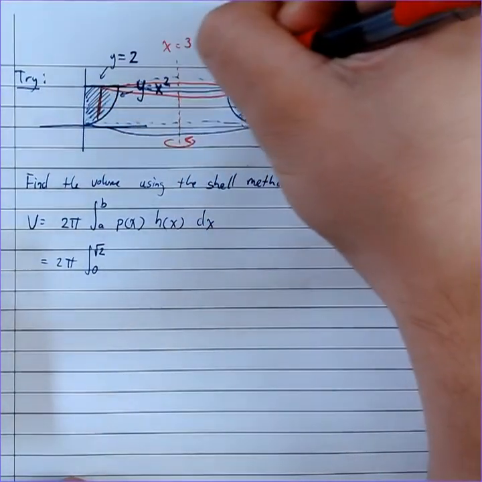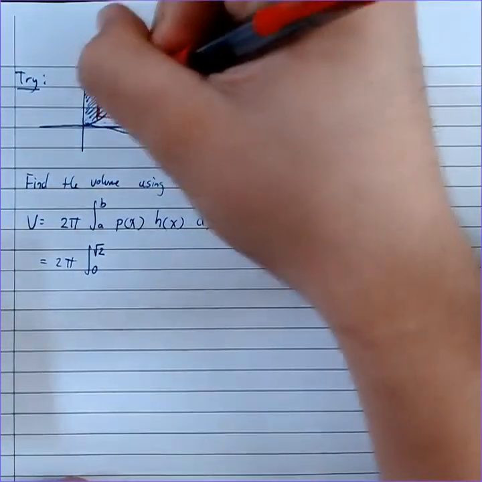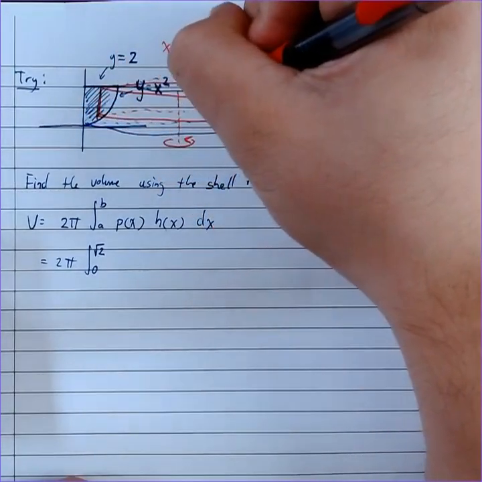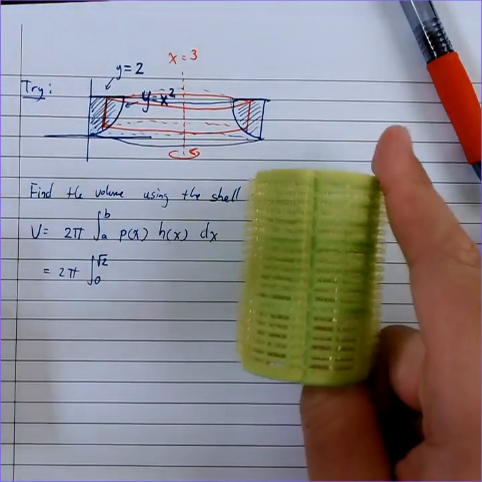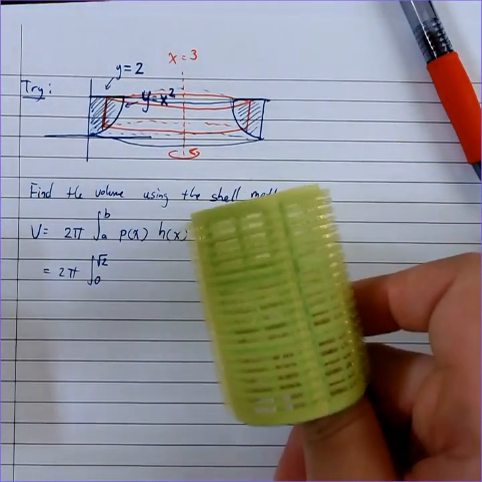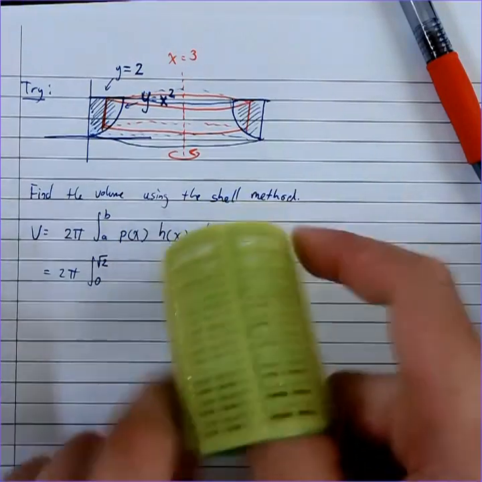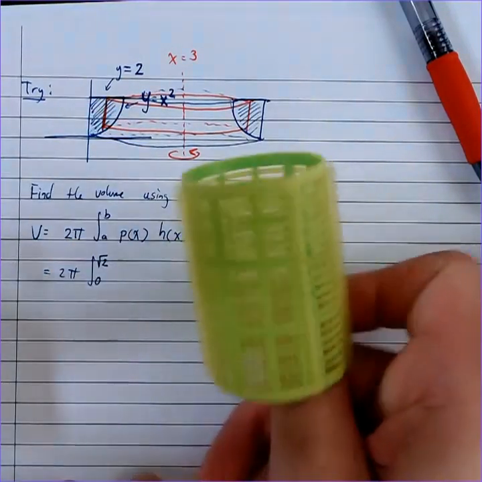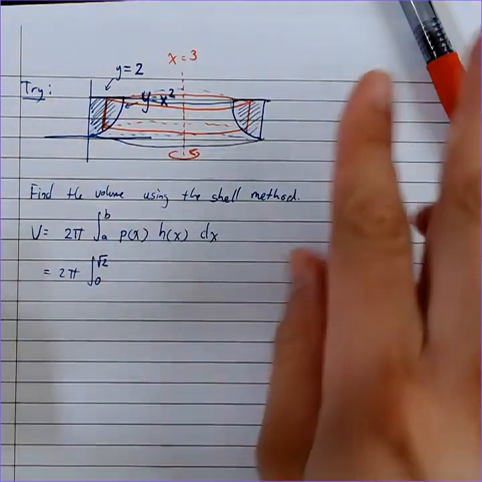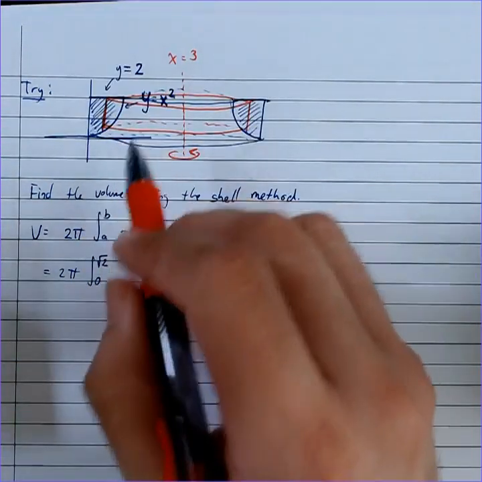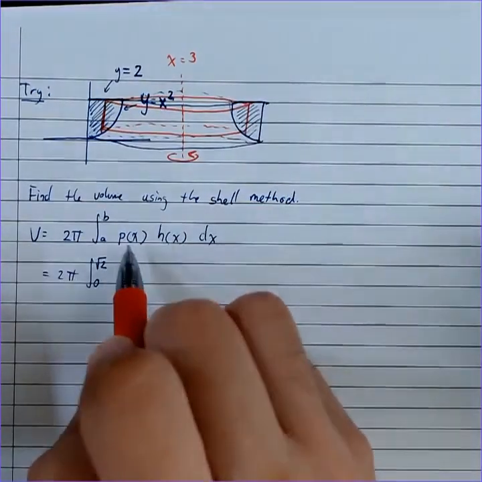So here's one shell. Notice it's a very wide hollow cylinder. It's a very wide hollow shell, but it's still one of these things, right? It's a lot wider than any of the ones we've seen before, and it's a lot shorter. You notice that it's not very tall, but it's still basically one of these things, a hollow, empty shell. Right?